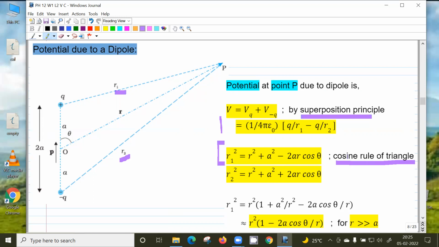In case of a right angle triangle, theta is 90, so it will become R square plus A square. In that case, this angle will become 90 degrees, and R is becoming the hypotenuse.